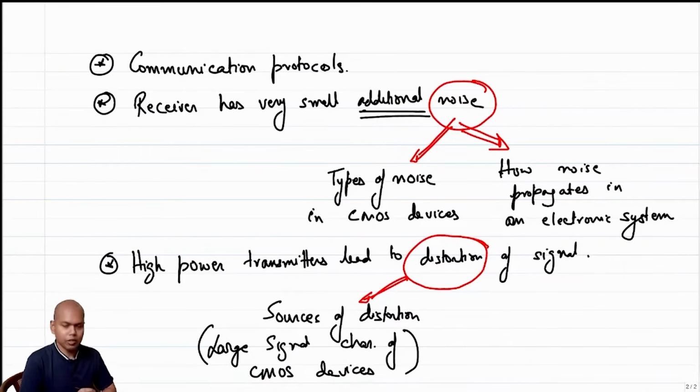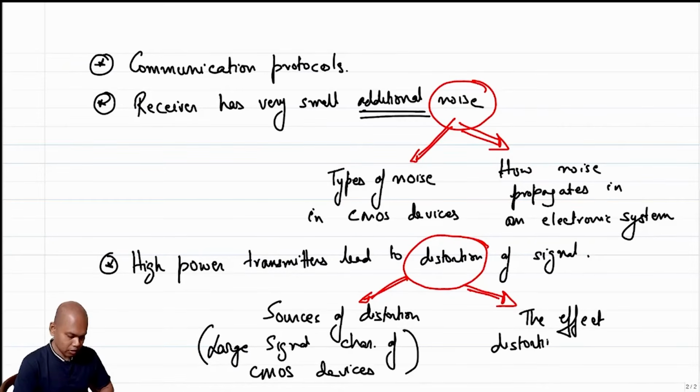Or simply put, we need to understand the large signal characteristics of amplifiers. Similarly, we should also learn the effect of distortion on signal propagation, right?